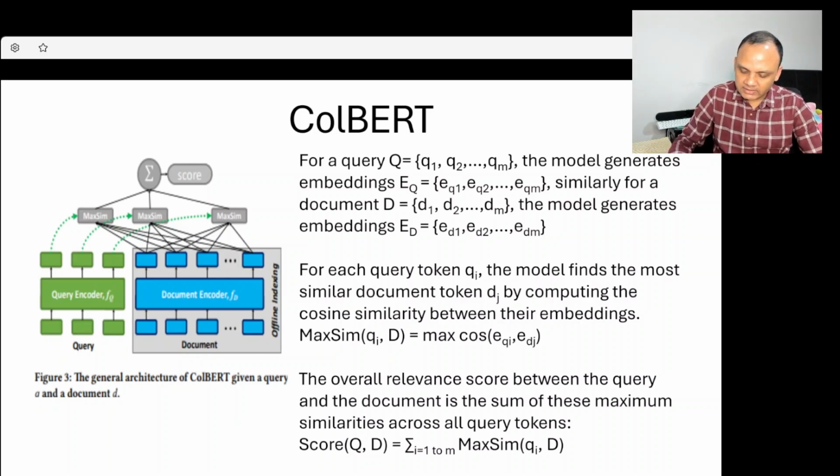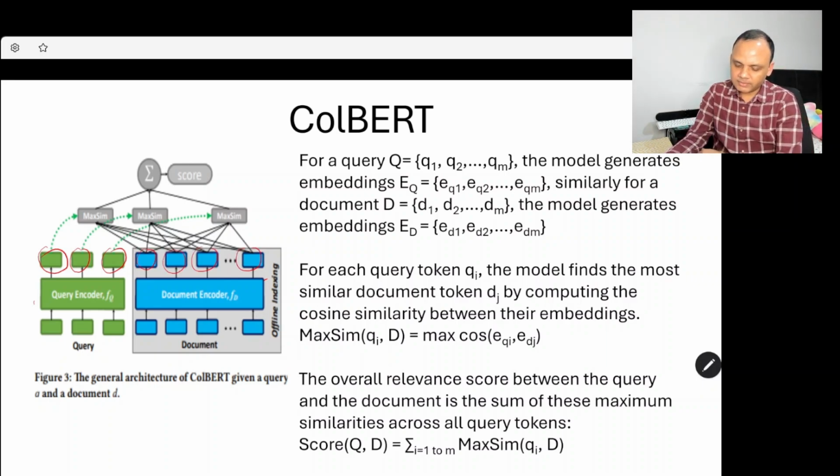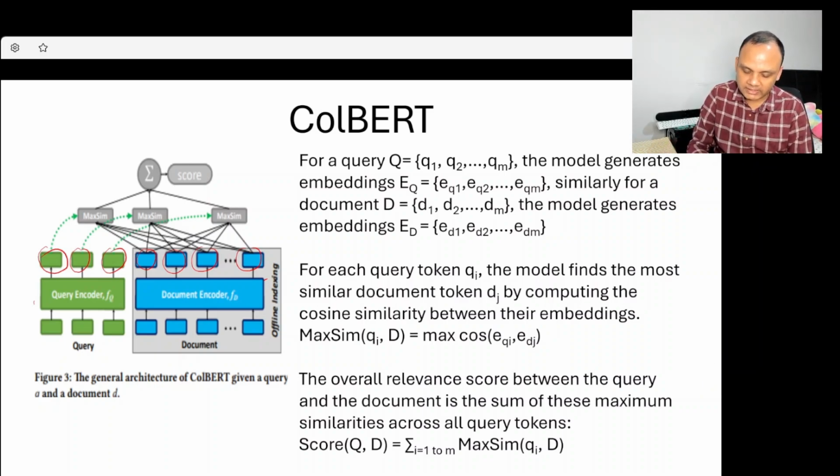So here you can see that there is an interaction between the query encoder on the left-hand side, the green one, and the document encoder on the right-hand side. The query encoder takes a query as an input and generates the embeddings, and similarly the document encoder takes a document as an input and generates document embeddings. I'll just explain from the right-hand text, and then later go to the diagram.